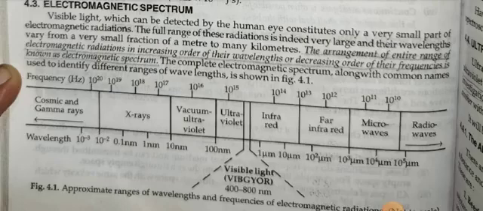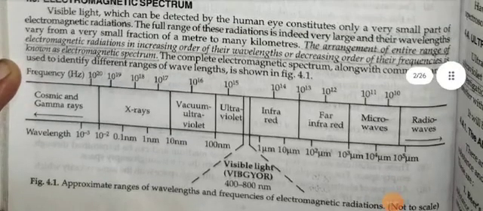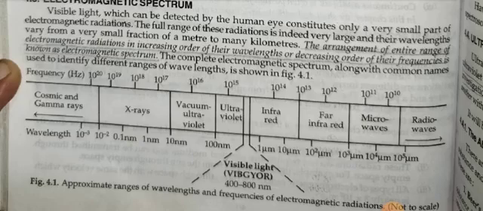Electromagnetic spectrum. Visible light, which can be detected by the human eye, consists of only a very small part of electromagnetic radiation. The full range of this radiation is indeed very large, and their wavelengths vary from a very small fraction of a meter to many kilometers. The arrangement of the entire range of electromagnetic radiation in increasing order of their wavelength or decreasing order of their frequency is known as the electromagnetic spectrum. The complete electromagnetic spectrum is given below.